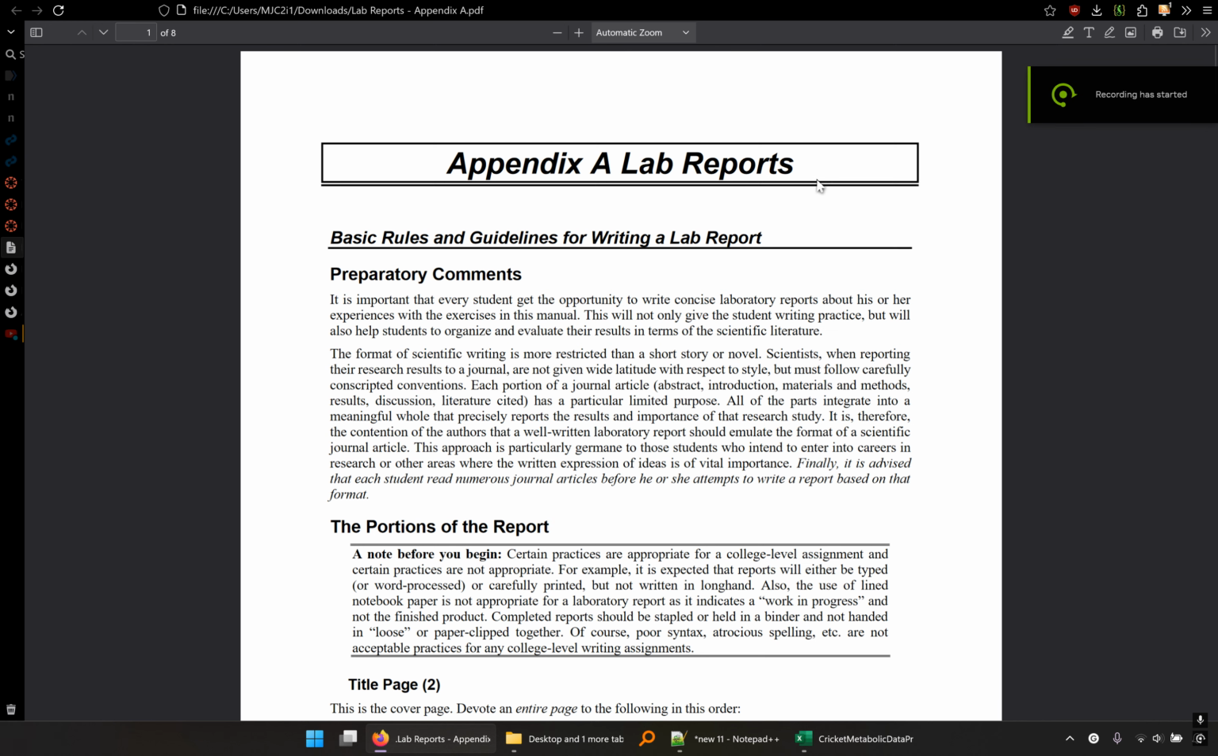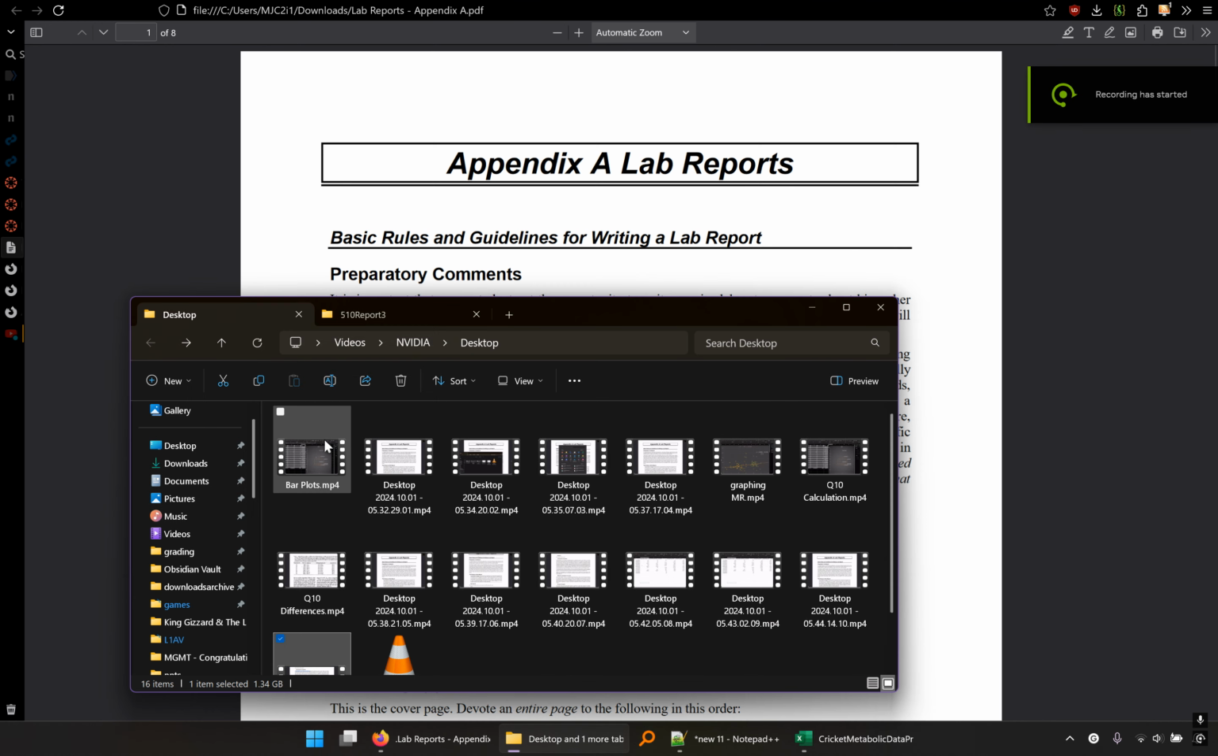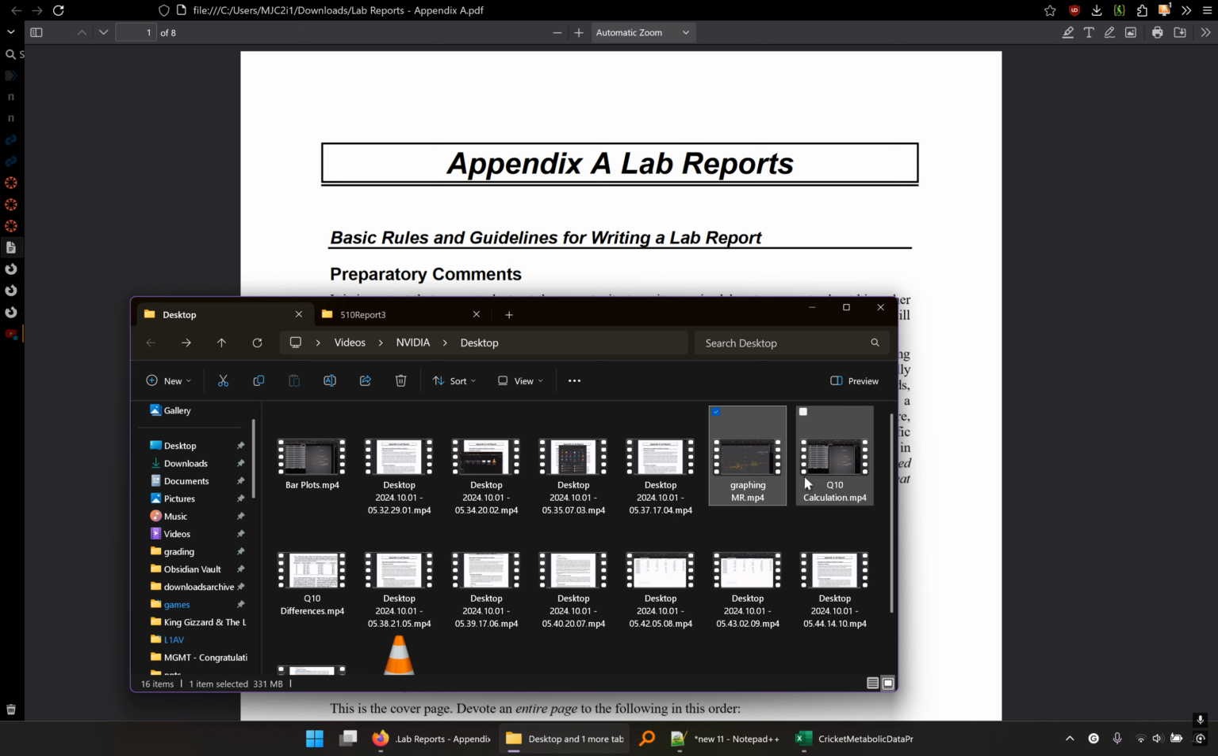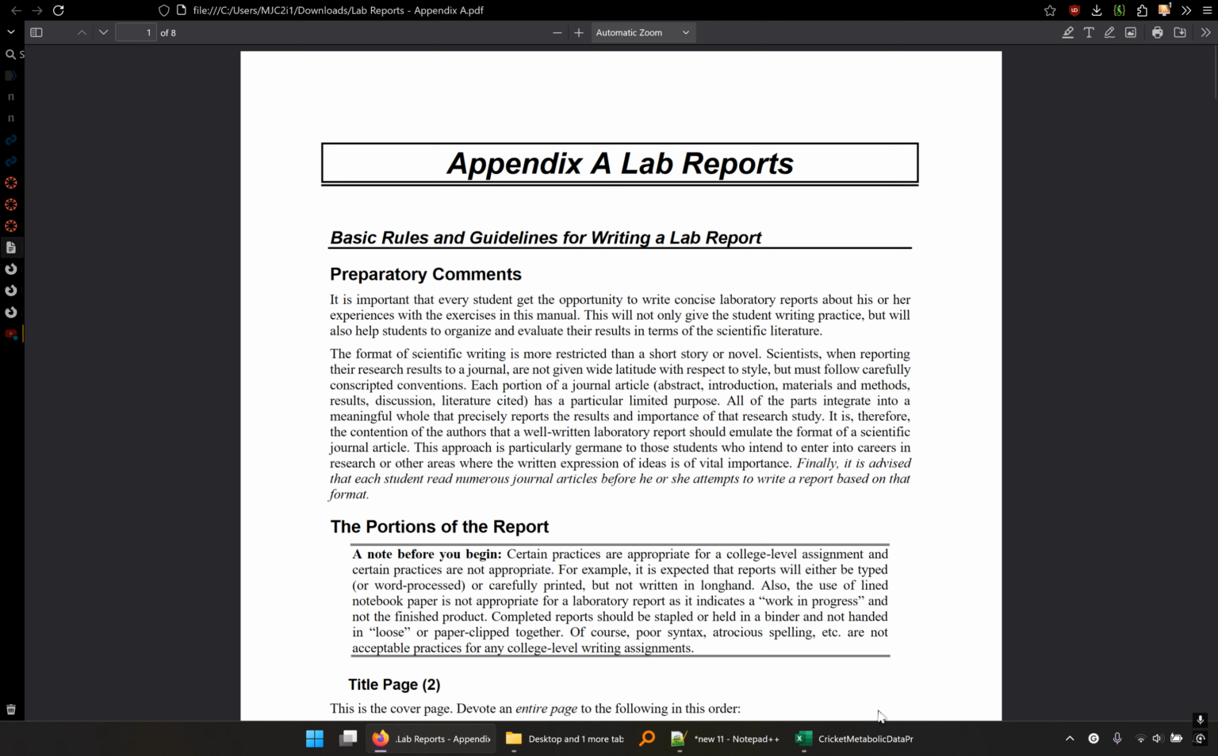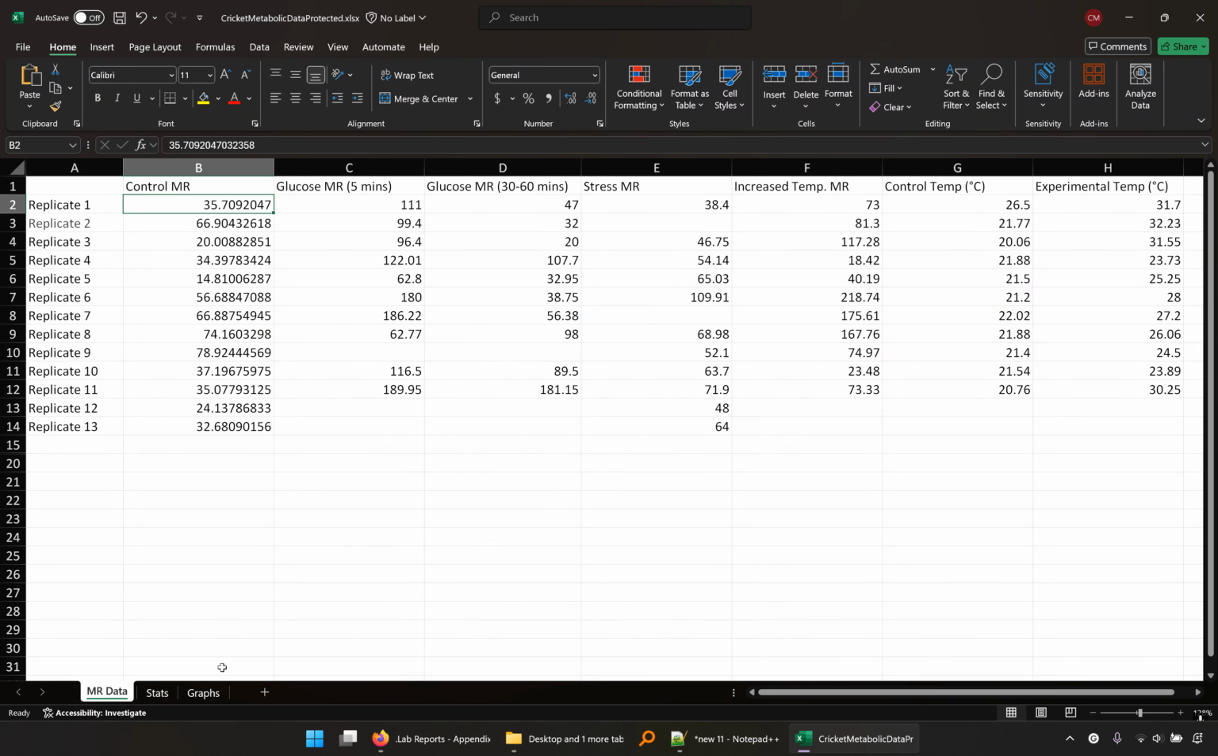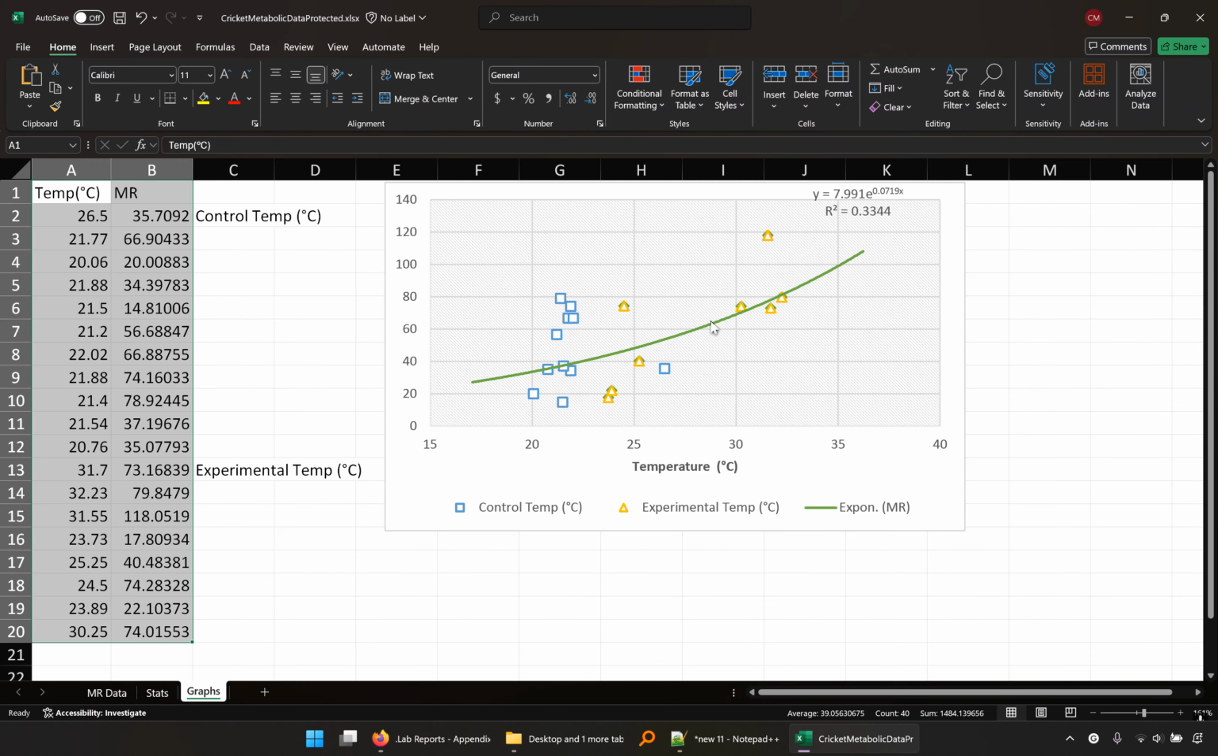Okay, I'm going to go over what I've talked about before with bar plots and graphing values. I think I'm actually going to combine them into here because these ones are useful for previous ones, but the Q10 calculation is going to be a separate video because it's not for this lab report, really. Q10 calculation is going to be the slope of this relationship right here.